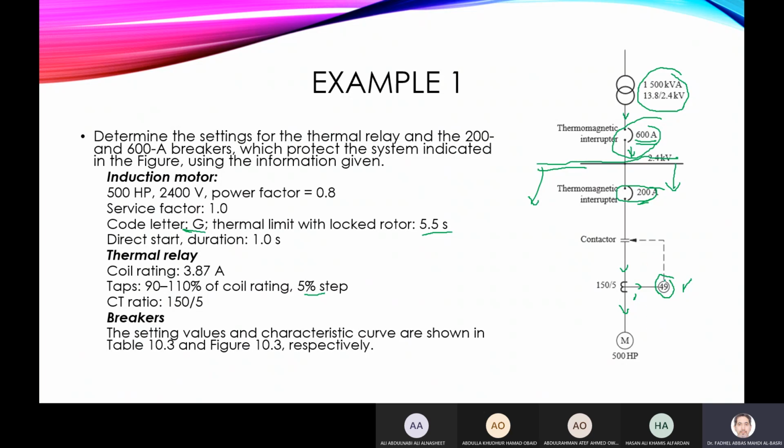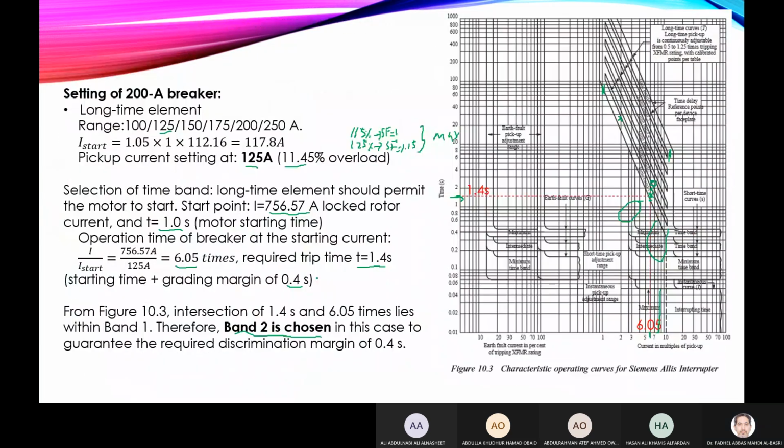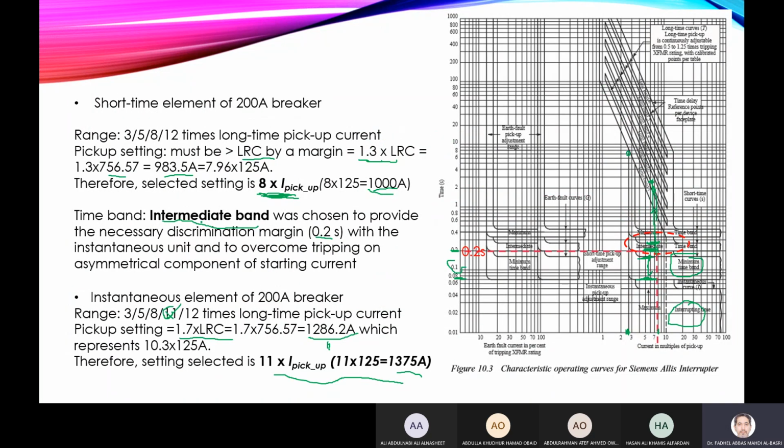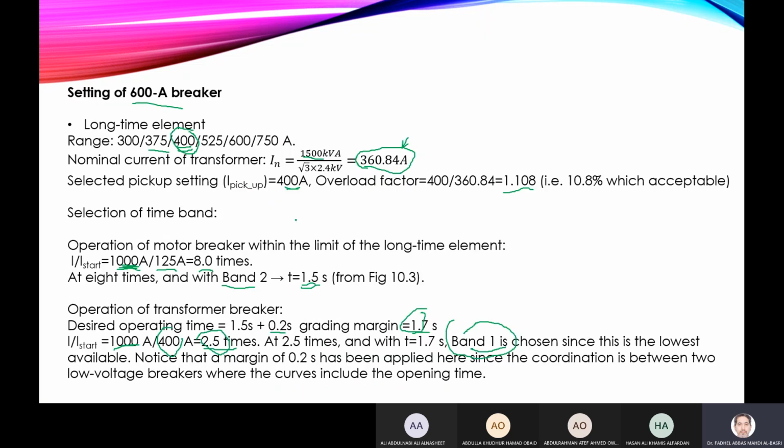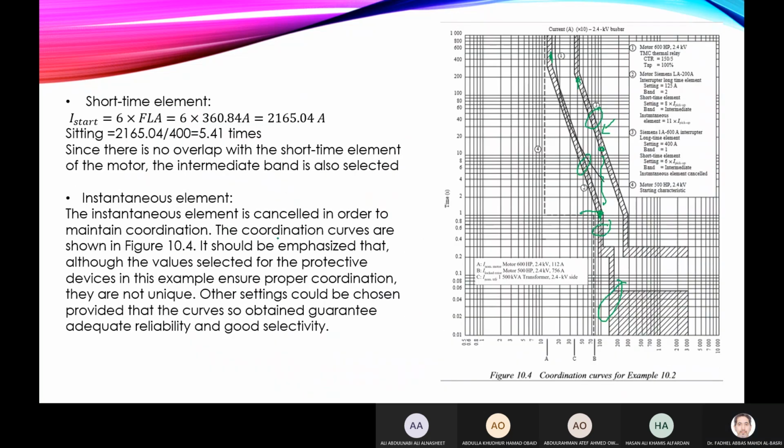So I have to coordinate also with the short time of the 200 breaker. The short time of this has to coordinate with the short time of that. The short time of the 200 breaker was set in the intermediate band, so I also have to make sure there is a coordination time between the short band of this and the short band of the 200 breaker.